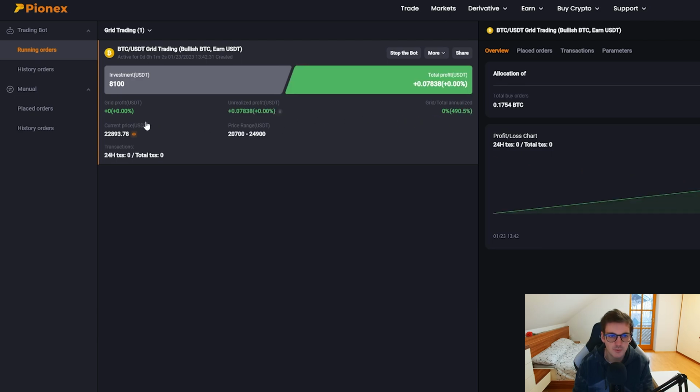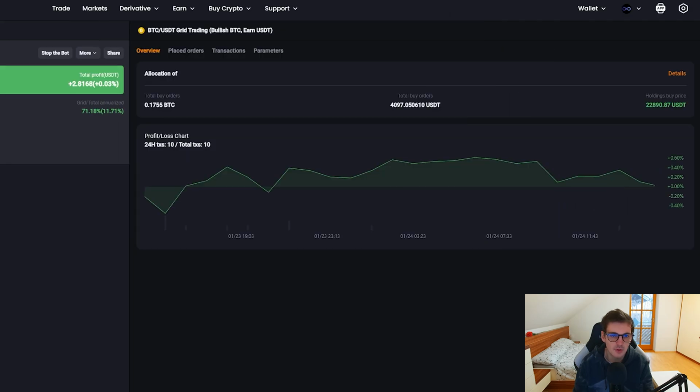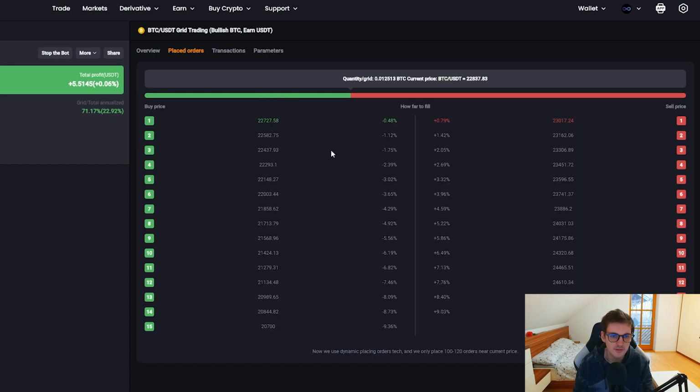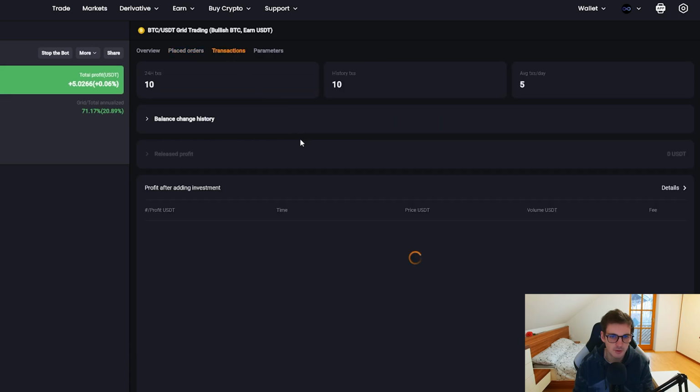First of all, you can see the grid profit, which is the total profit that has been made by buying at one grid and selling at another, and the unrealized profit, which is the total profit of your position. In this case, we started the bot on Bitcoin, and because the price of Bitcoin since then has gone up, but we haven't sold everything, we have an unrealized profit. On the right, you can also see the current allocation between Bitcoin and USDT, as well as your average price of Bitcoin. On placed orders, you can see all the orders that are placed by the bot.